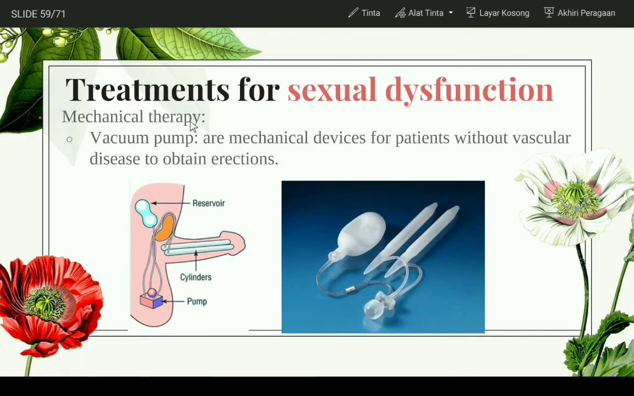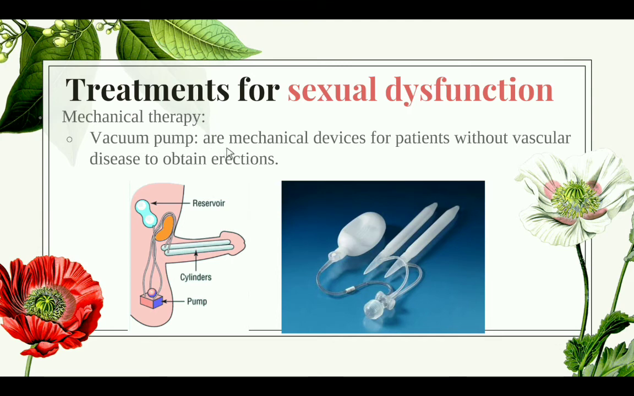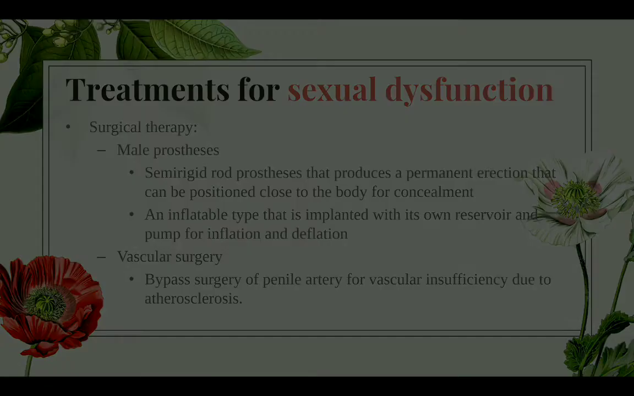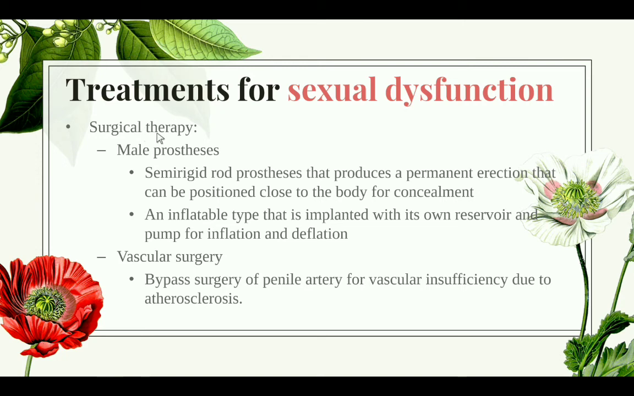This is the mechanical therapy, like vacuum pump or mechanical devices for patients without vascular disease to obtain erection. And the surgical therapy is male prosthesis, a semi-rigid prosthesis that produces a permanent erection that can be positioned close to the body for concealment. And also an implantable type that is implanted with its own reservoir and pump for inflation and deflation. And also vascular surgery, which is bypass surgery for the penile artery for vascular insufficiency due to atherosclerosis.